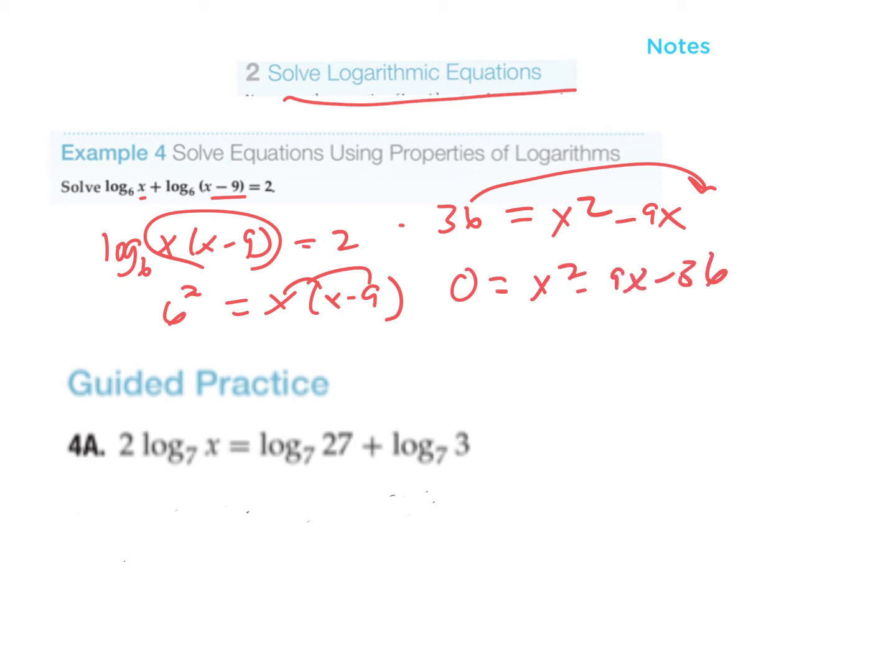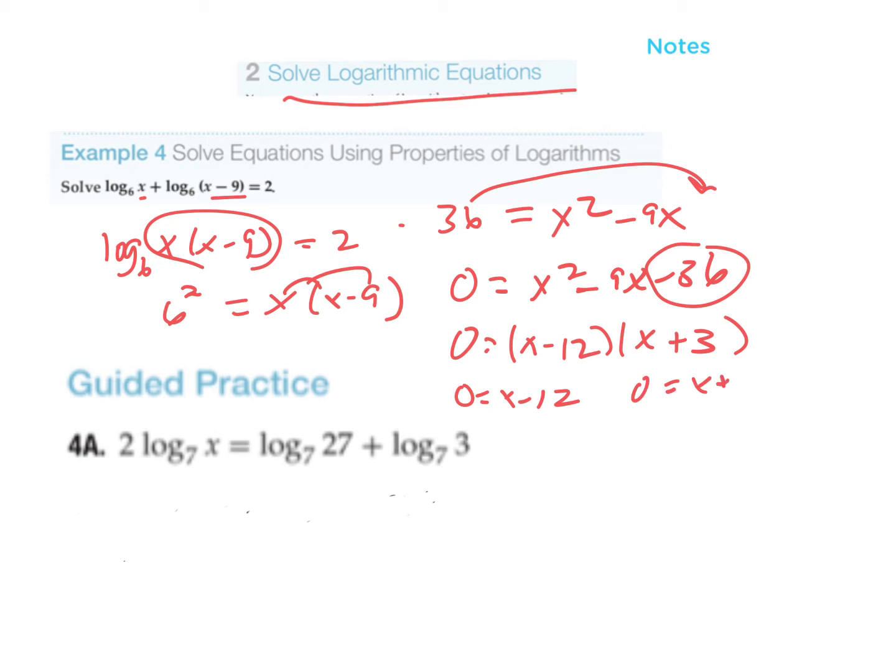And to solve our quadratic, we can factor. So I'm going to factor this. What two numbers multiply to give us a negative 36 and add up to a negative 9? They happen to be minus 12 and plus 3. Once we have it factored, I can then make each factor equal to 0. So 0 equals x minus 12, and 0 equals x plus 3.